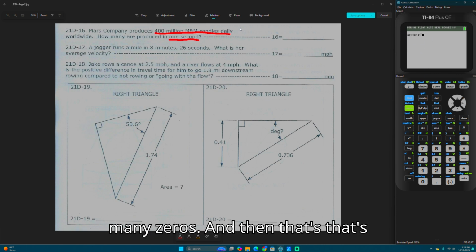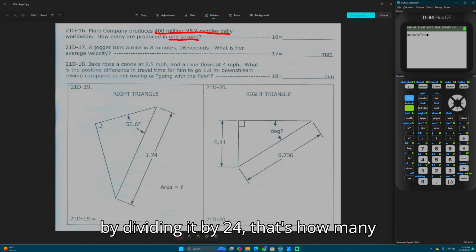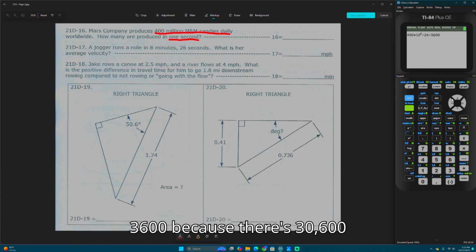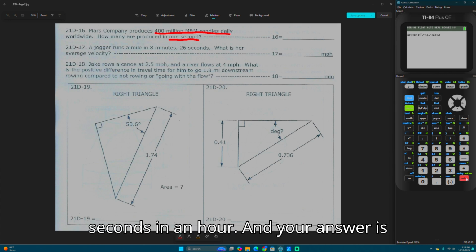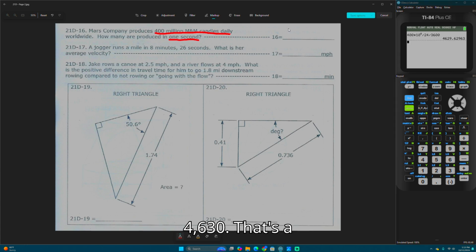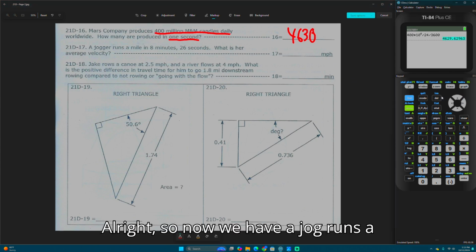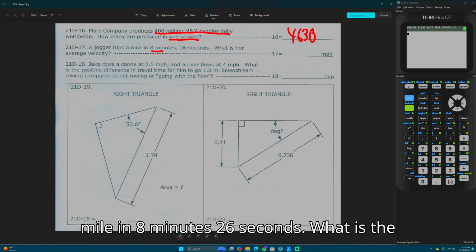And then that's daily, so you're going to put it in hours by dividing it by 24. That's how many produced per hour. And then dividing it by 3600, because there's 3,600 seconds in an hour. And your answer is 4,630. That's a lot of candies in 1 second. Yikes.